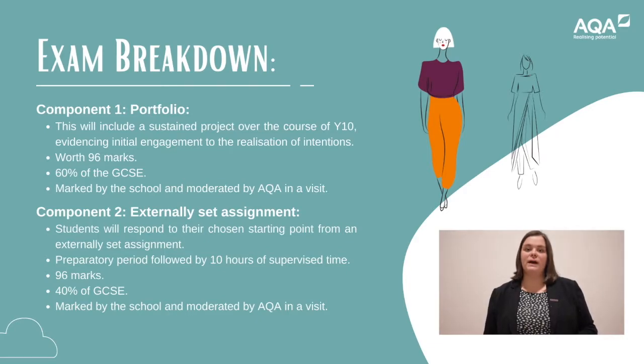Component 1 is worth 96 marks. It's 60% of your GCSE and it's marked by your teachers, and then someone external from AQA comes in and moderates our work, so says, yeah, we think they got that about right.